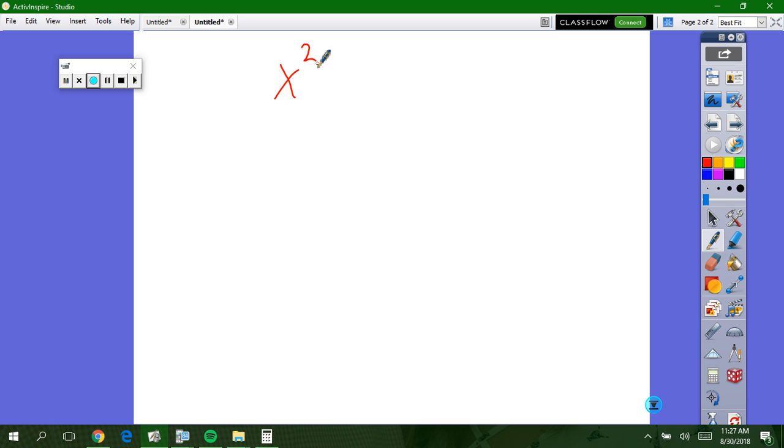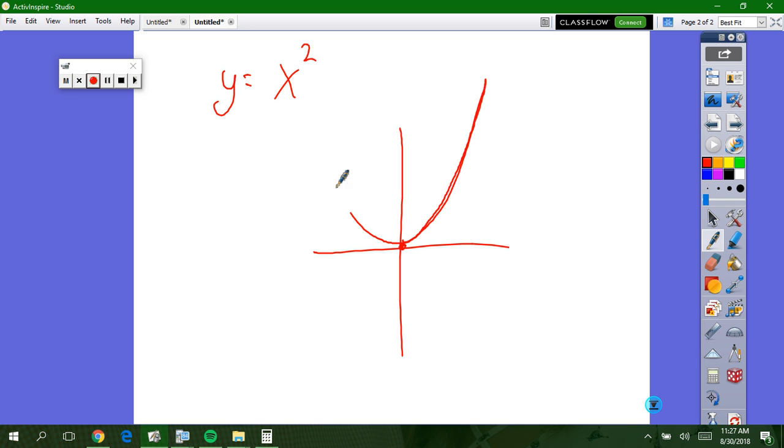x squared. What's its zero? 0. 0. Okay? So we're here. What does it look like? Parabola. Right?